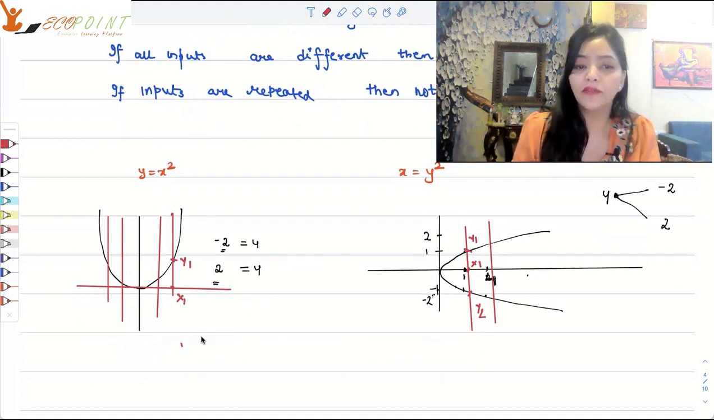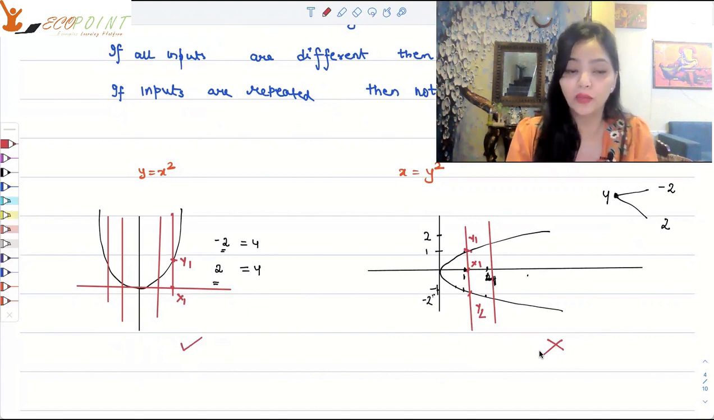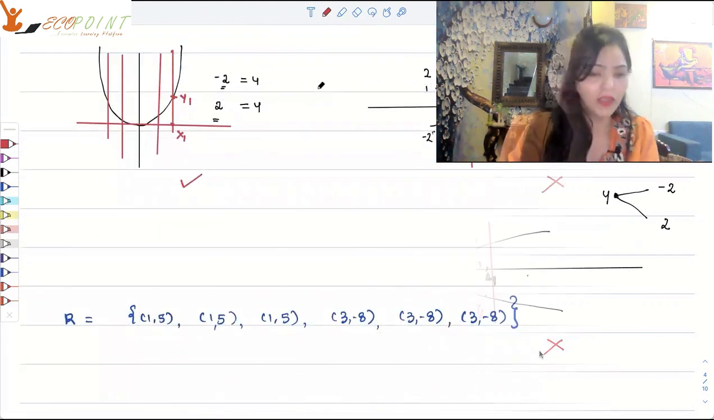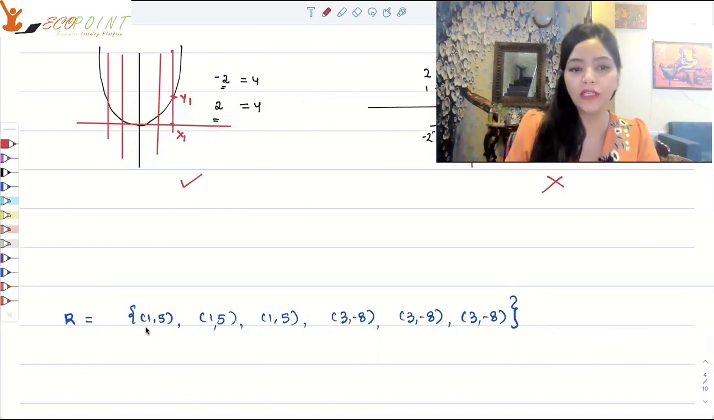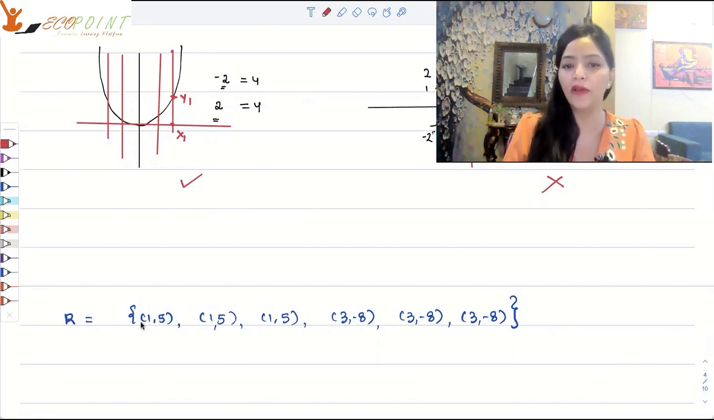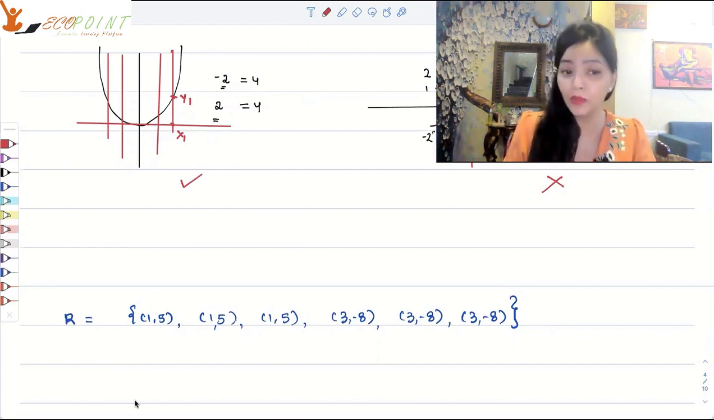The first one is a function, but the second one is not. It's very important for you to understand which one is a function and which is not. Let's understand through an example what I mean by saying that you need a unique output, and secondly, that X values, that is the input values, should not be repeated. Now, what you can see here is the relation set R consists of (1,5), (1,5), (1,5), (3,-8), (3,-8), (3,-8). What's happening? I can clearly see that I have repeated X, that is repeated inputs.